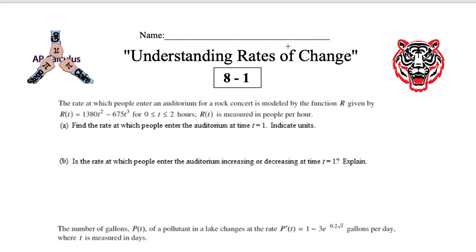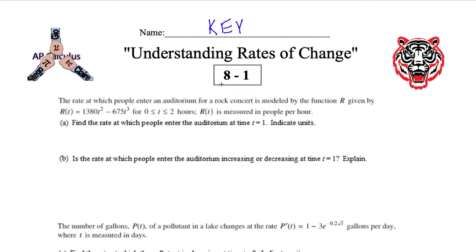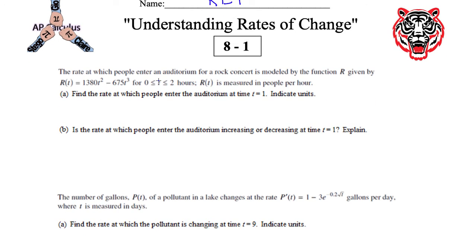All right, this is AP Calculus. These are the solutions to worksheet 8-1, so this is the key. We have a function here, and it's the number of people entering, so it's a positive rate. It doesn't really matter, but just force of habit, it's a positive rate.